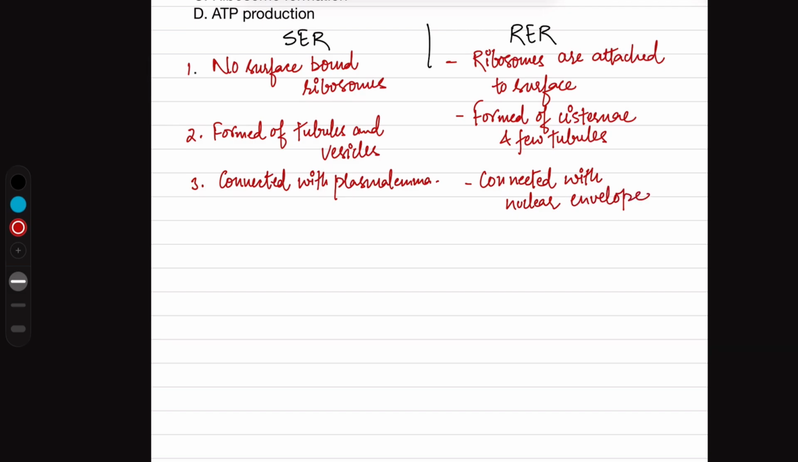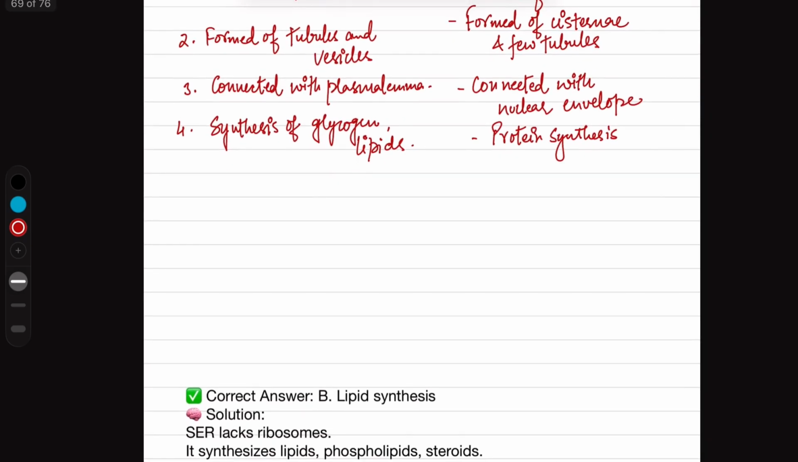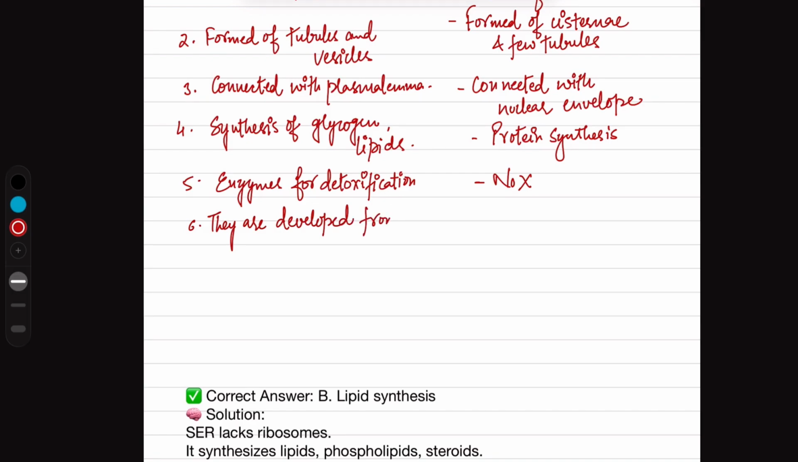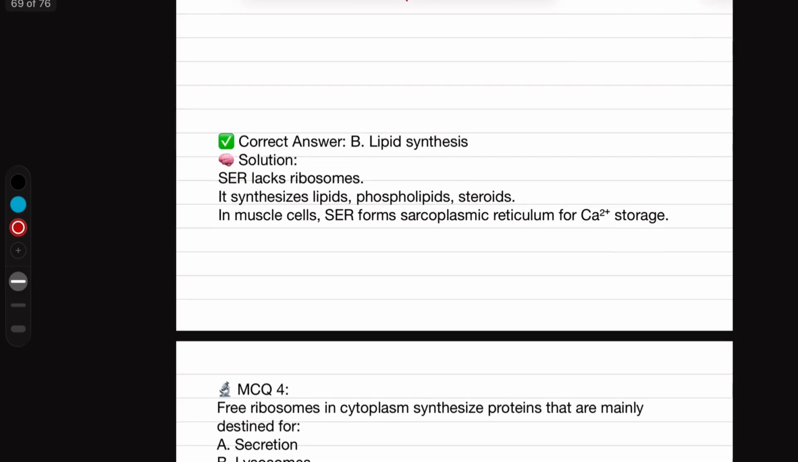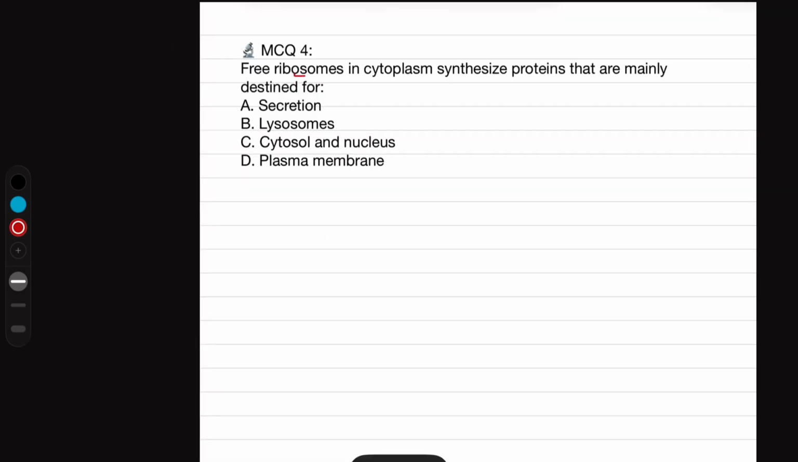In SER, synthesis of glycogen and lipids takes place, while in RER, protein synthesis takes place because ribosomes are there. Next, in SER, detoxification takes place. So enzymes for detoxification are present in SER, while in RER, no such enzymes are present for detoxification. SER develops from RER, while rough endoplasmic reticulum is formed from the nuclear envelope because it is in continuation with it. So if we see the options, no protein synthesis, no ribosomes, so here lipid synthesis takes place.